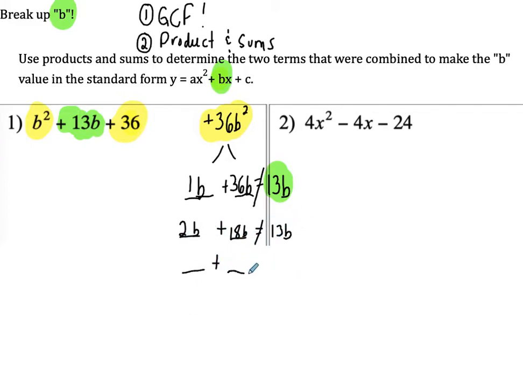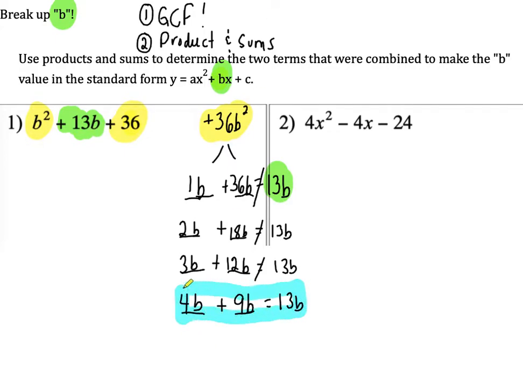So let's try again. How about 3? Does 3 go? So 3b times 12b. Oh, closer yet, right? That's 15b, but still not quite there. So let's try something else. How about 4? 4b. 4 times 9 gives me 36. So look at that. 4b plus 9b is equal to 13b, and the factors hold true because 4b times 9b gives me positive 36b squared.